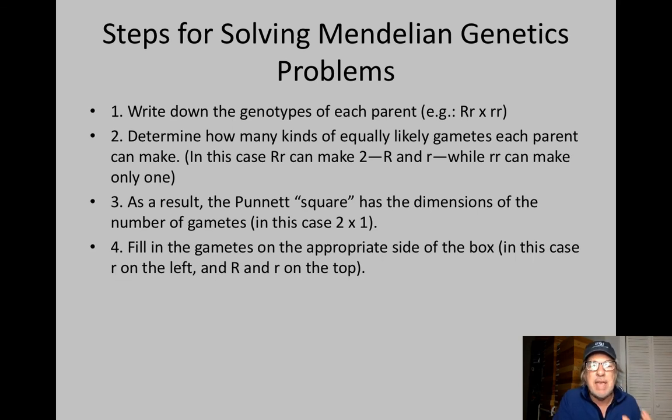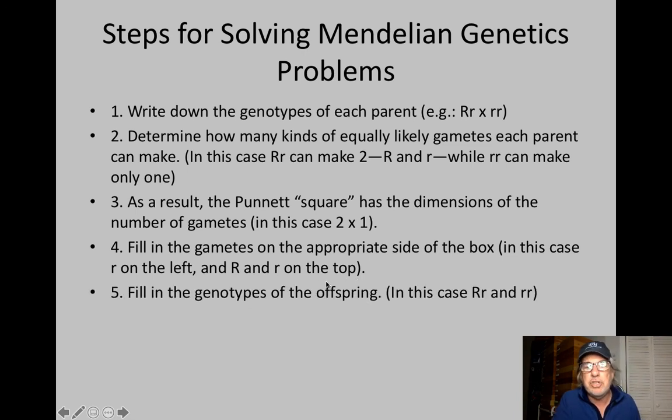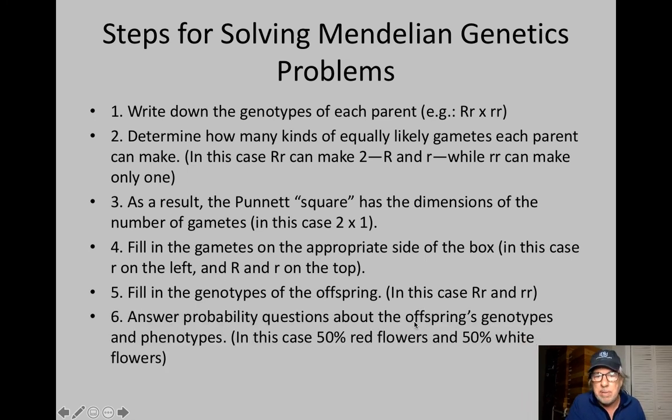Next, you fill in the gametes on the appropriate side of the box. In this case, you'd put a little r on the left and a big R and a little r on top. And then you fill in the genotypes of the offspring. In this case, as we'll see in a second, the only offspring that are produced from this cross are a big R, little r, and a little r, little r. And then you answer probability questions about the offspring's genotypes and phenotypes. So let's take a look at that.